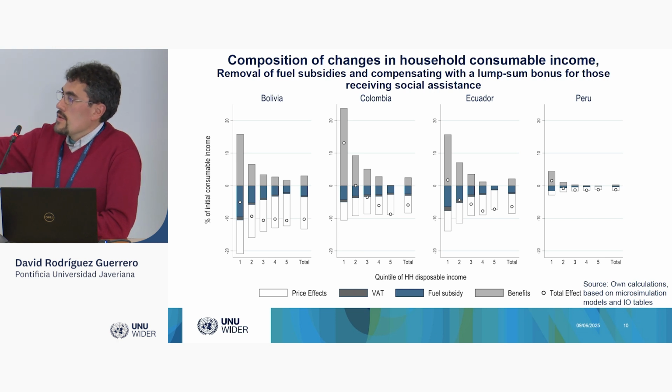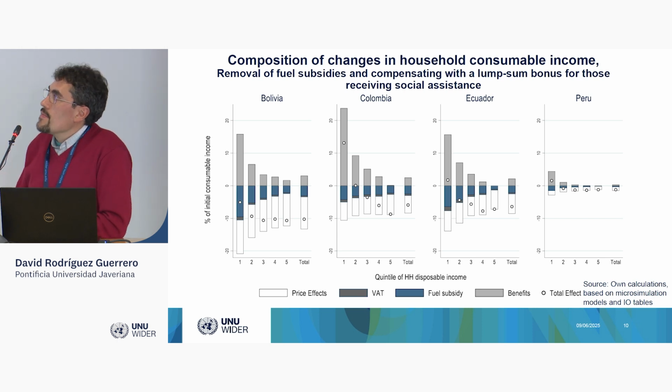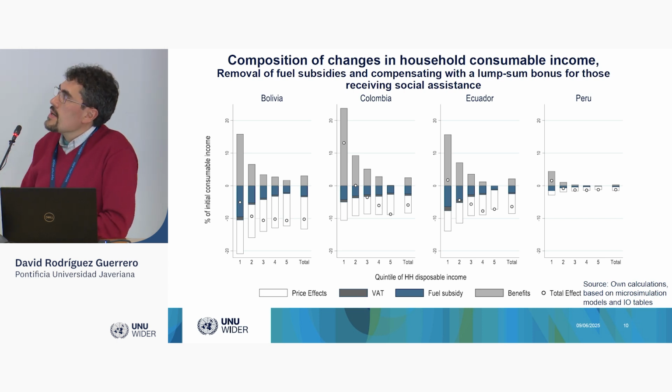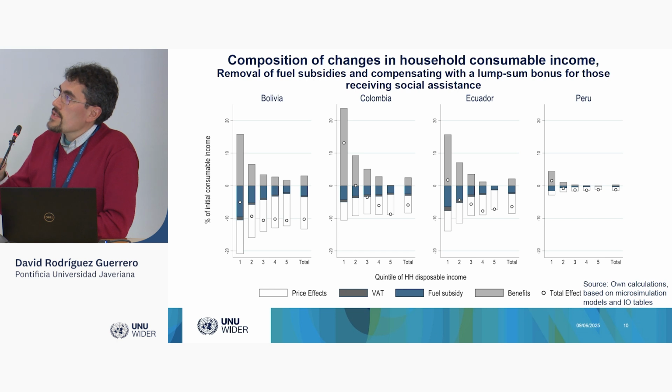The other part is the fuel subsidy itself. So when they remove the subsidy, consumable income is going to decrease. And in the last part, we simulated several compensation scenarios. In this graph specifically, we are giving a lump sum bonus to those that are currently receiving benefits in each country. So the idea here is that we are taking the beneficiaries of social benefits in each country. They are typically at the bottom of the distribution.